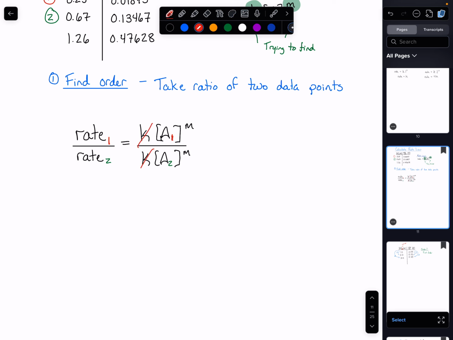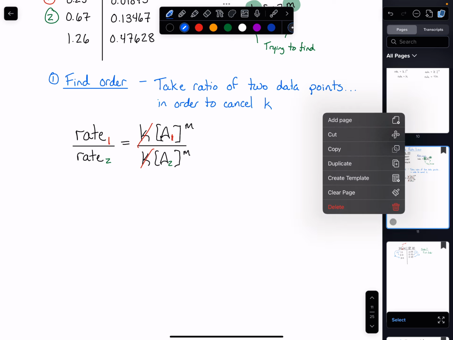So we use this little trick where we took the ratio of those two data points, in order to cancel out one of those unknowns that we don't know, that value of K. Now I'm down to just one variable. So now I can actually use this and solve for that missing variable. But we're going to need to do some tricky algebra to do it here.